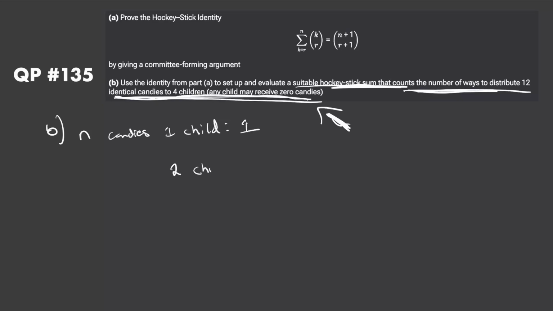All right, now let's work our way up. What about when we have 2 children? So I have 2 different children. How many ways can I distribute 1 candy to 2 children?